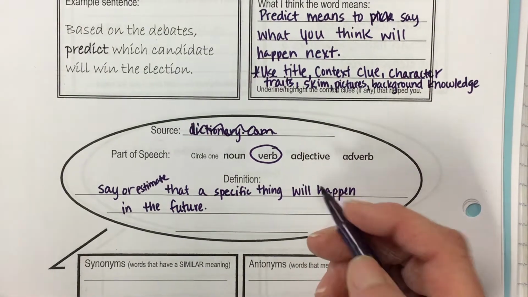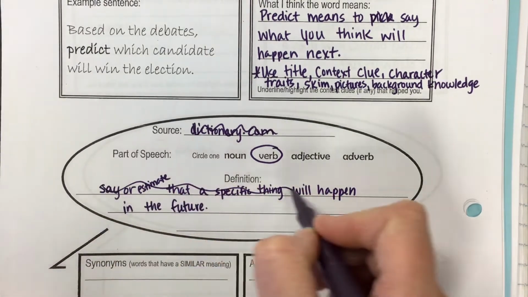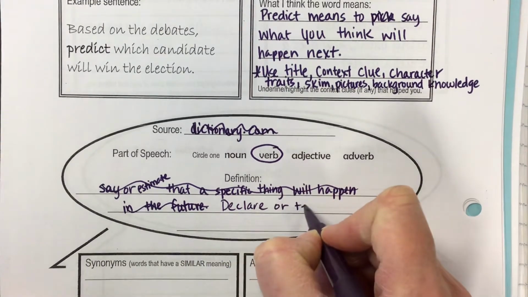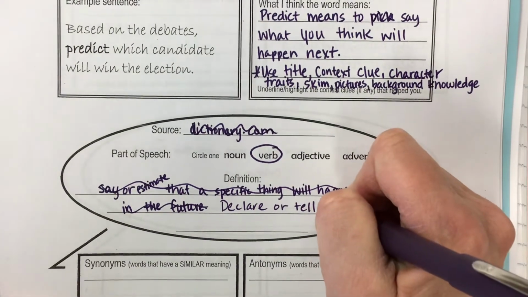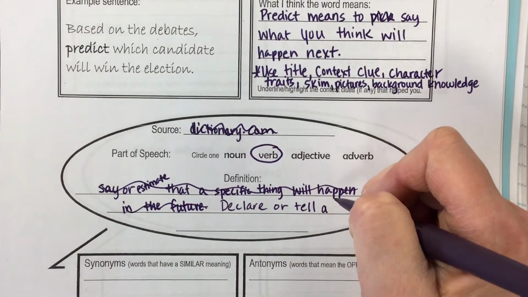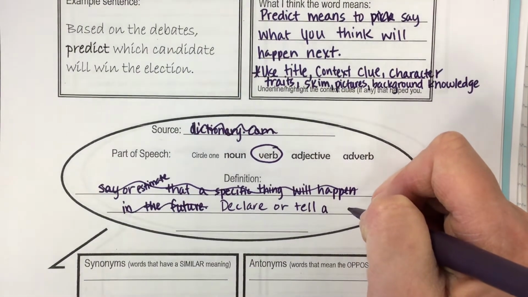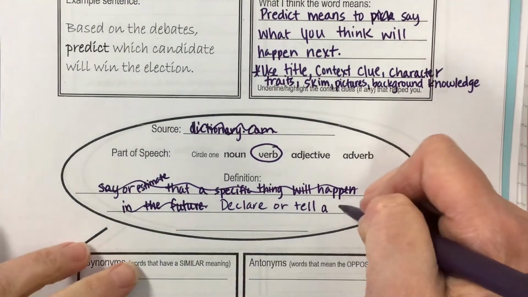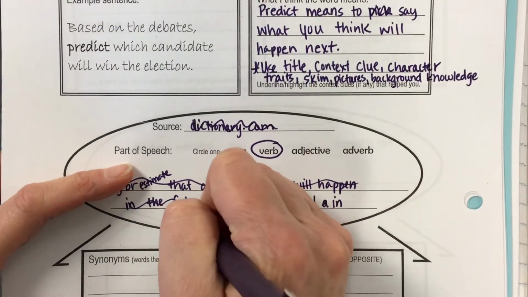Okay, what do you have, Harper? I have on dictionary.com declare or tell an event in advance. I still didn't hear you. Declare or tell what? Okay, I need you to turn around and look at me and pull your mask down for a second and say it again. Declare or tell an event in advance. To declare or tell in advance.